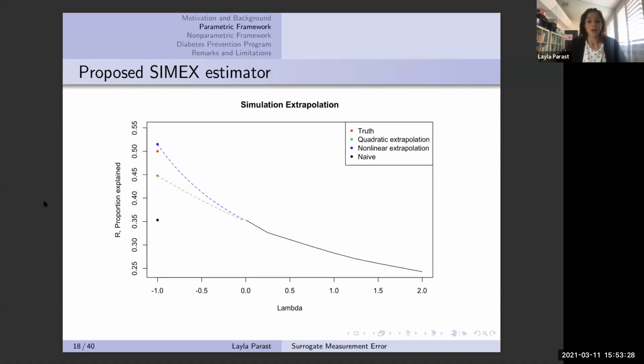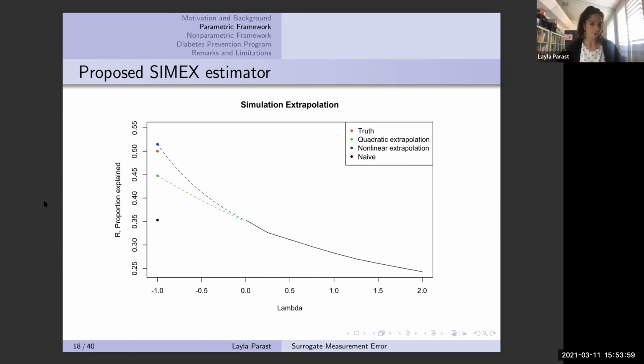So let me show what that looks like. This is just for one of my simulations. Again, for each lambda, I have lambda on the x-axis and I have r on the y-axis. R, of course, is just a function of that beta 1 star and beta 1. So for each lambda, I'm doing those 50 iterations, learning how beta 1 star and in turn r behaves for that lambda and plotting it.